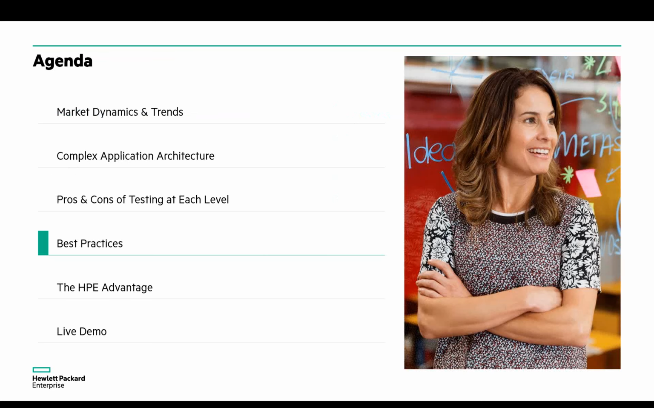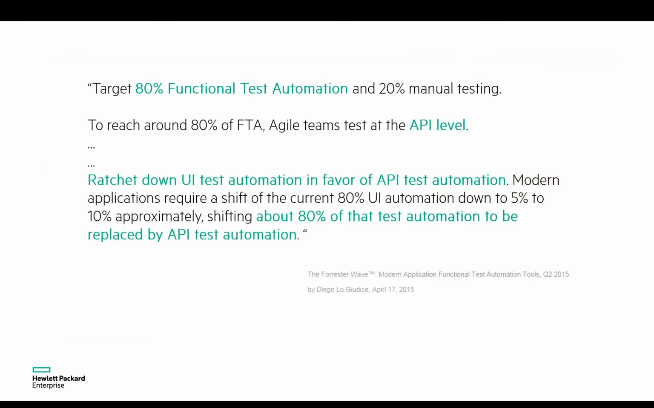So we will now cover the best practices. According to the last Forrester Wave for modern application functional test automation that was released this year, the best practice today is to target 80% of functional test automation and to leave only 20% for manual testing. And for that, the Agile teams need to test at the API level. They also recommend that you should ratchet down UI test automation in favor of API test automation, which means that 80% of your test automation needs to be replaced by API test automation.